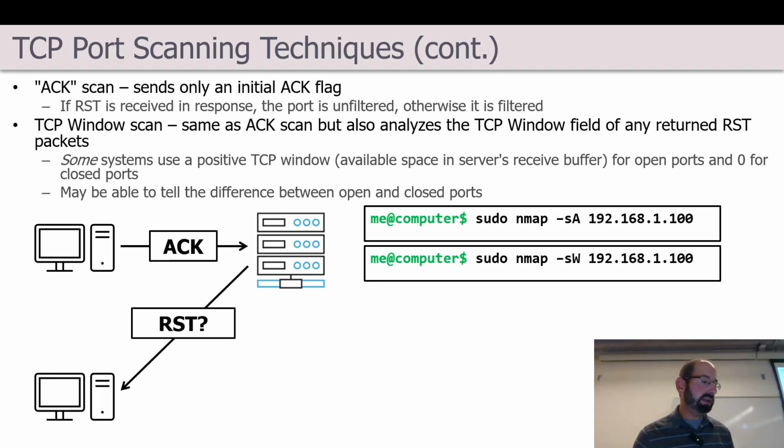There's other scans as well. The ACK scan is a little different in that it's really intended to map out firewall rule sets as well. So this is the ACK scan that only sends the ACK flag, and then if it gets a reset, we know the port is unfiltered, otherwise it's filtered. The TCP window scan is essentially the same as the ACK scan, but it also looks at the TCP window field of any returned reset packet, which allows you to determine whether potentially a port is closed or not.